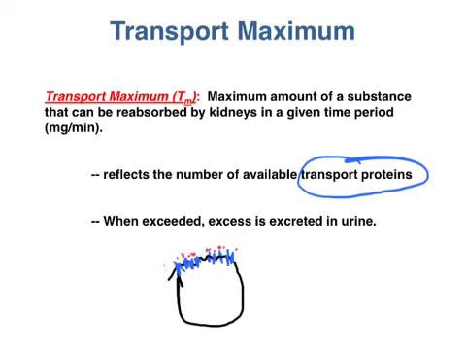This is what happens with parathyroid hormone. Parathyroid hormone increases the expression of calcium transport proteins. Okay. Aldosterone increases the expression of aquaporins, those water channels, so that you can get more reabsorption of water.